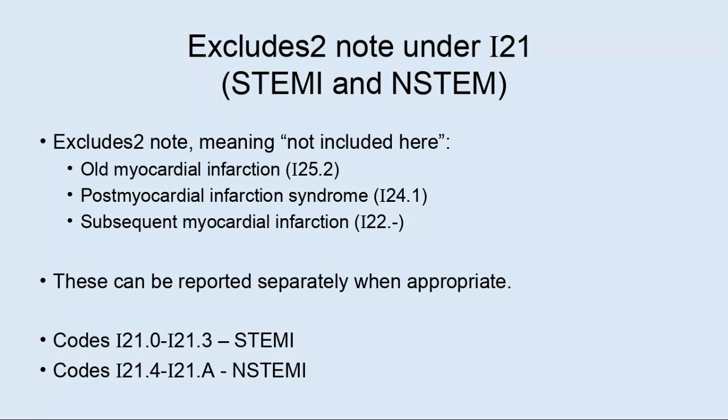An Excludes2 note under the codes in category I21 states, Excludes2, meaning not included here: old myocardial infarction I25.2, postmyocardial infarction syndrome I24.1, and subsequent myocardial infarction I22. So this means that if the circumstances merit, you'll code the I21 and one of these excluded two notes. Note that I21.03 is a STEMI, I21.4 is an NSTEMI.